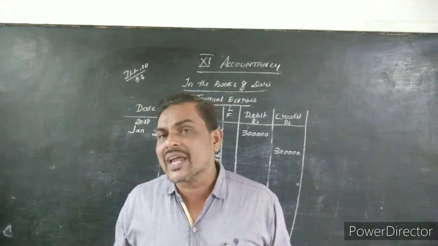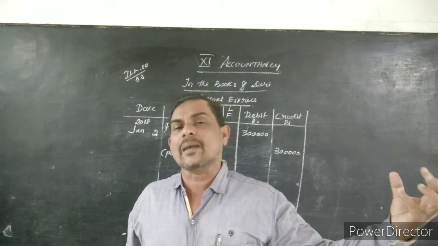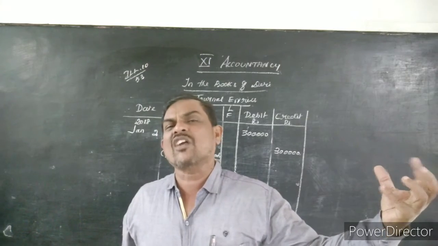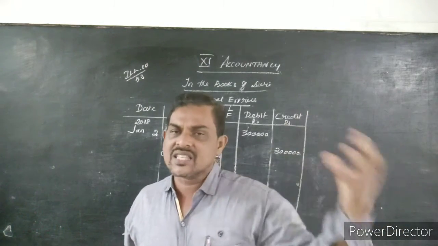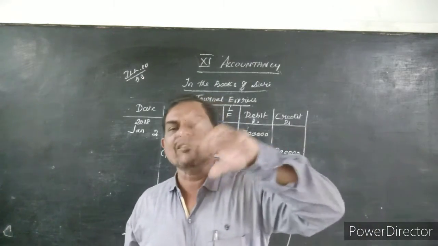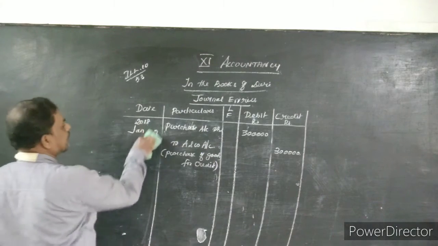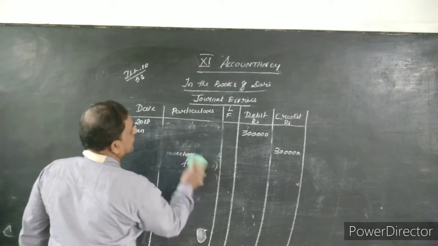Then who will come in the debit side? Who is receiving this money? Bank is receiving the money. Bank is a personal account. The debit rule of personal account is what? Debit the receiver. So bank is the receiver. Cash is going out, so bank will be debited, cash will be credited.